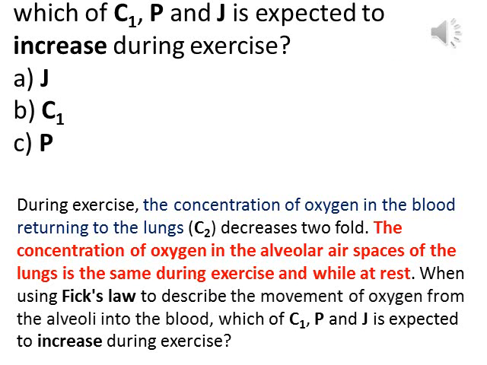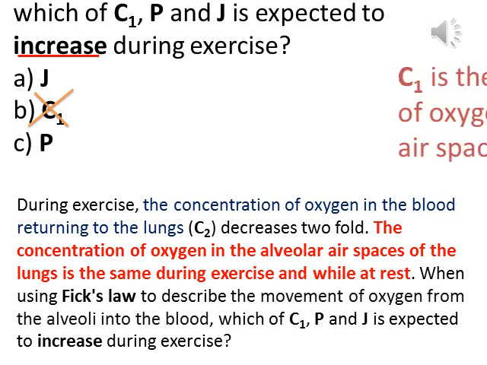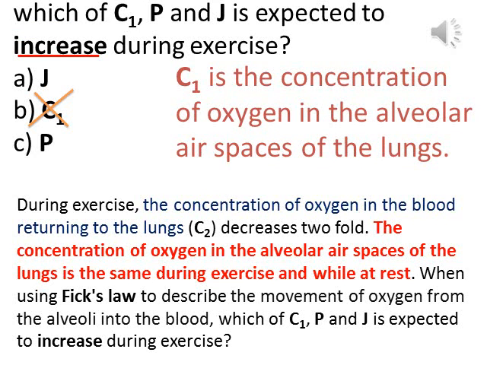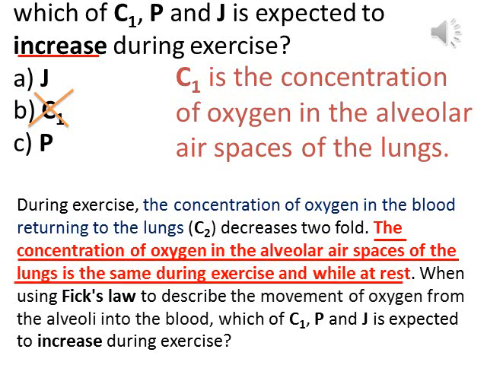Which of C1, P, and J is expected to increase during exercise? We can eliminate C1 as a choice because C1 is the concentration of oxygen in the alveolar air spaces of the lungs. The problem states that the concentration of oxygen in the alveolar air spaces is the same during exercise and while at rest. So choice B, C1, does not change during exercise.